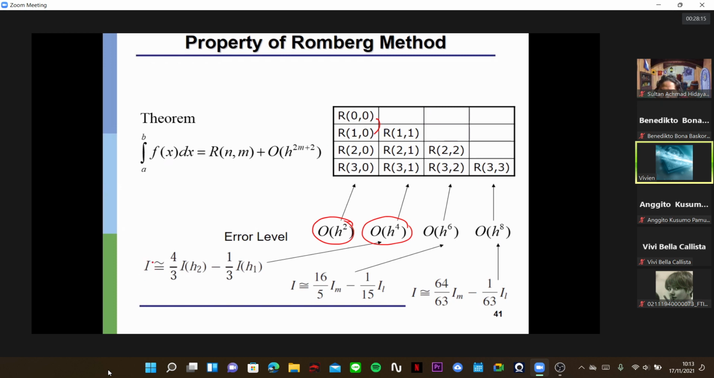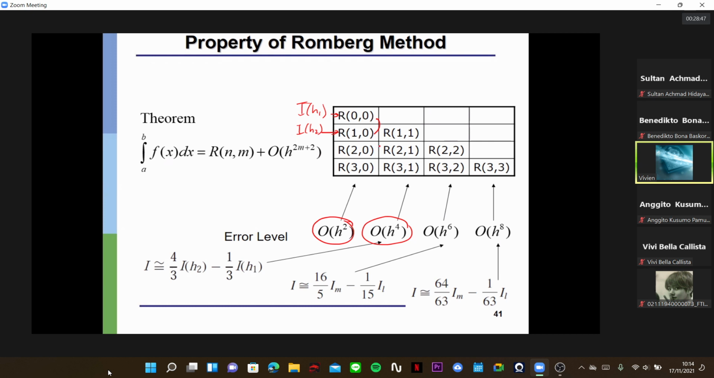The new integrated area will be 4/3 of IH2, minus 1/3 of IH1. So this is what is performed in the Romberg method. We simply combine together the values from the lower order scheme with different numbers of segments, and then we obtain the higher order result.